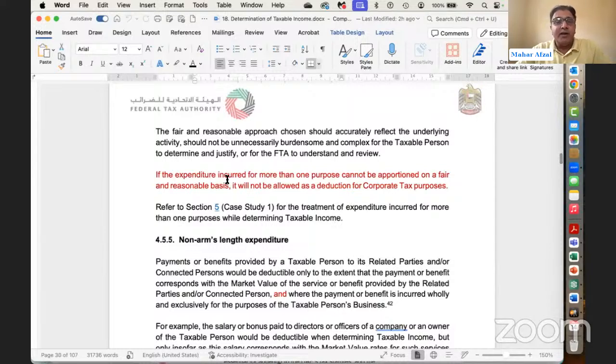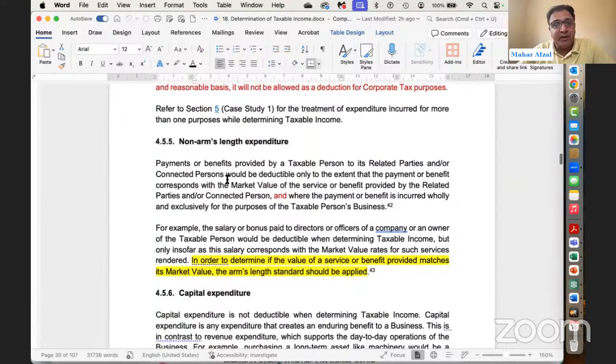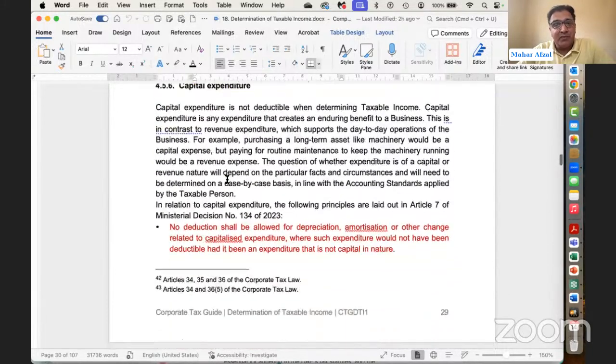This is an important line. If the expenditure is a common expense you are incurring for business as well as for personal use, and you cannot differentiate between the business and personal use, then it will not be allowed as a deduction for corporate tax purposes. Arm's length adjustment will be there.